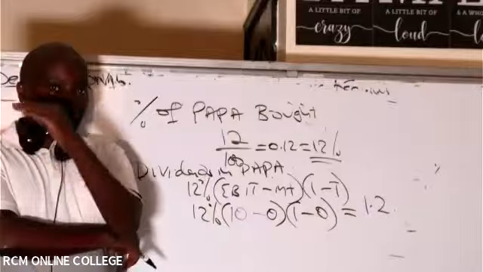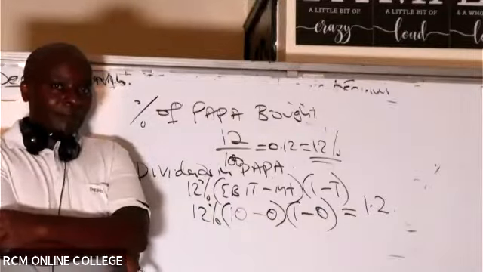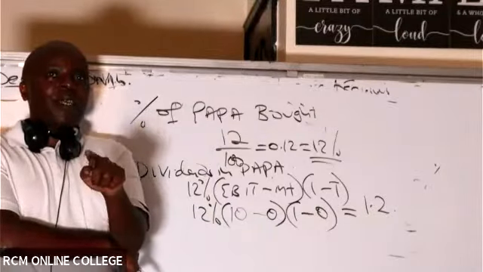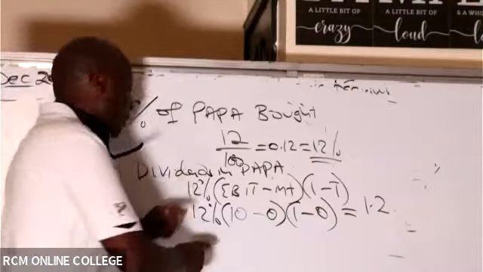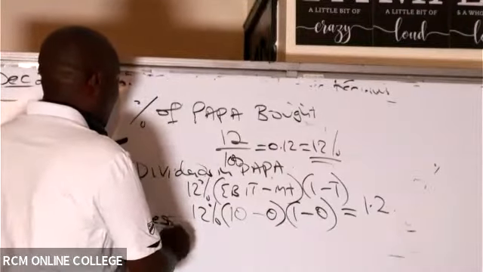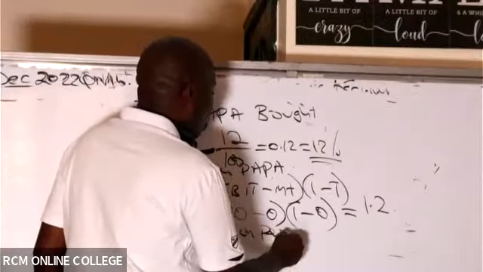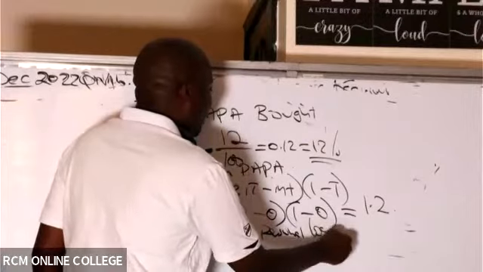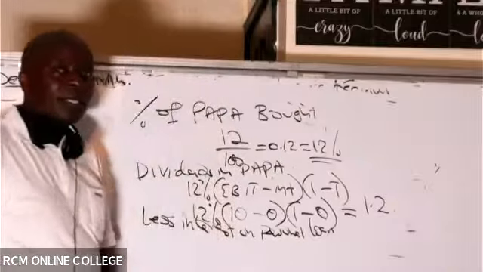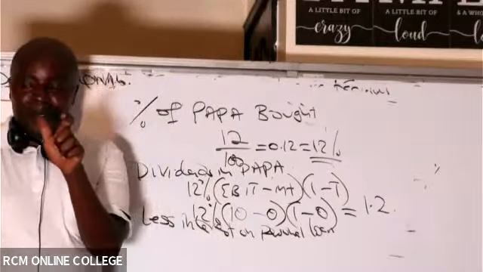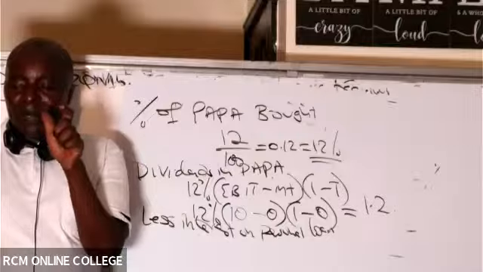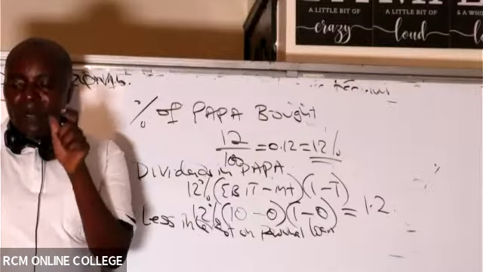For him to be able to get a bigger shareholding, he did something. There is an interest on personal loan. So less interest on personal loan. He took some amount in form of a personal loan.